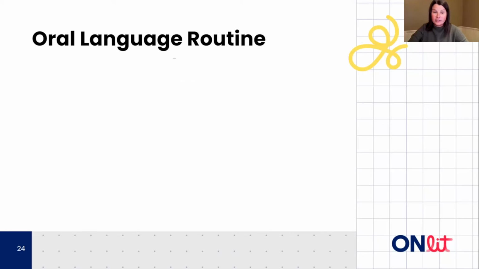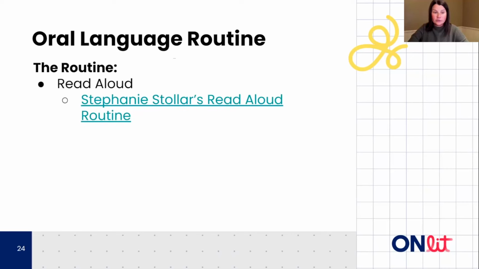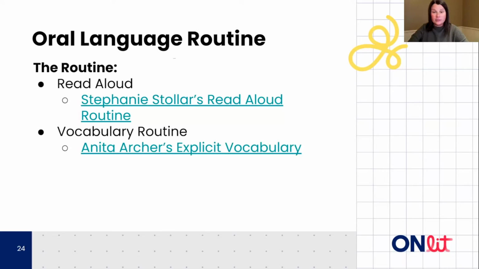Now, onto the routine. This resource by Stephanie Stoller is a helpful guide when planning for a read aloud. Before we start, I will model a think aloud about what we have read so far, intentionally modeling retell, summarizing, predicting, and self-monitoring. Next, I'll implement Anita Archer's explicit vocabulary routine.